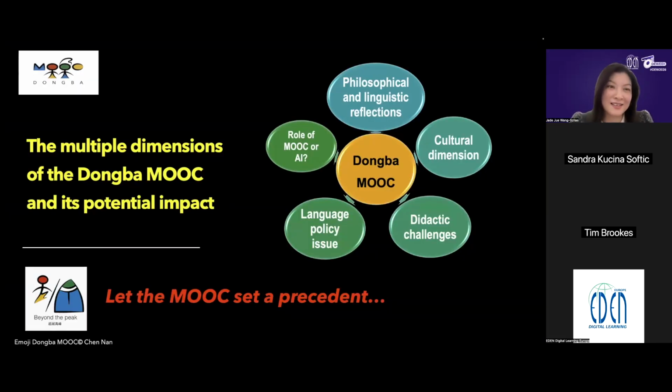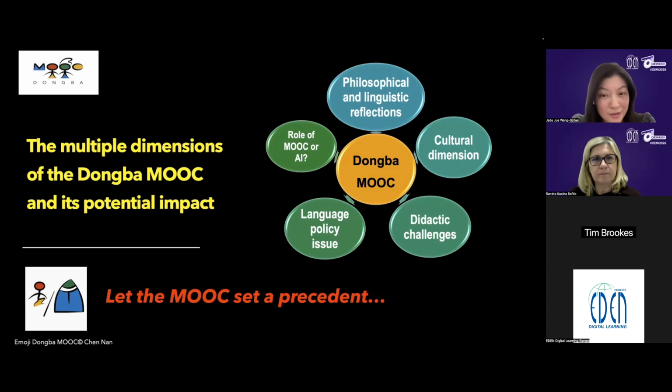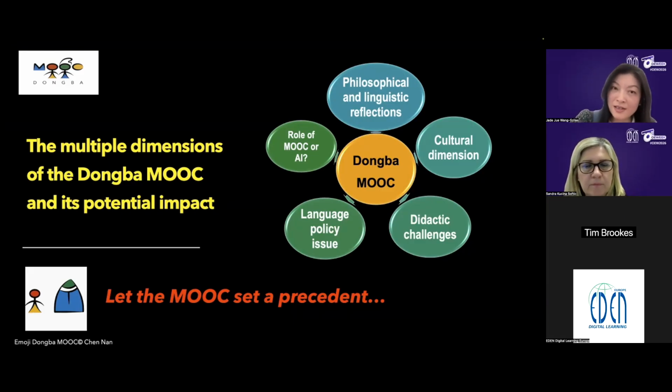So before I stop, this project can impact the conservation of endangered writing systems across multiple dimensions: philosophical and linguistic, culture, language policy, and pedagogy. It invites us to ask, is writing simply a representation of language or a complement to it? Such questions deepen our understanding of language, cognition, and culture, and especially what Tim mentioned in her talk, the difference between language and writing. And the Dongba script embodies rich ritual and cultural knowledge.